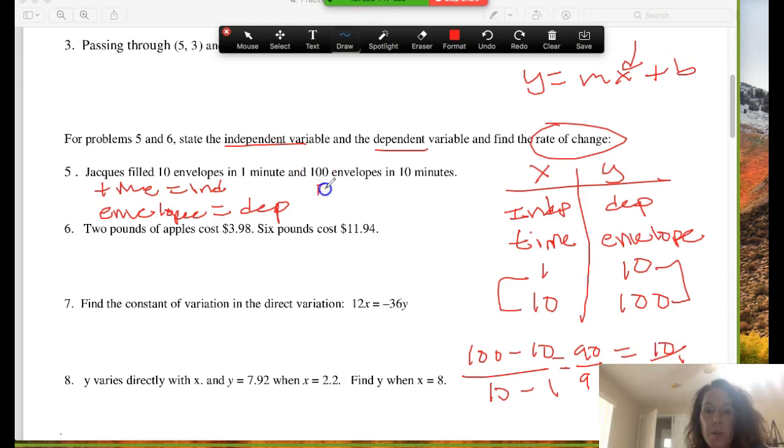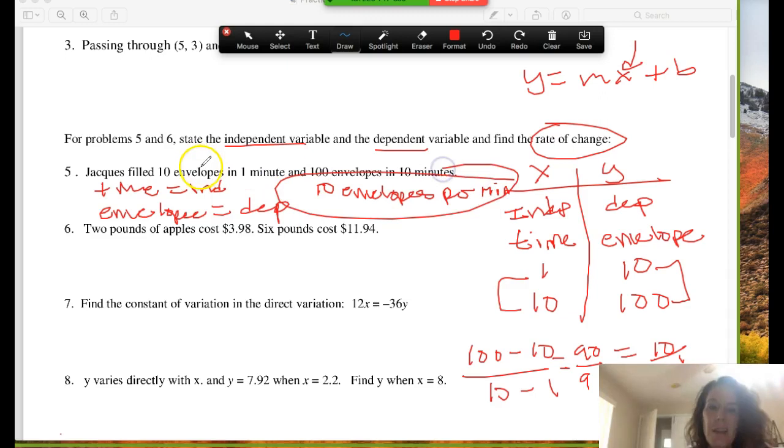So the rate of change will be 10 envelopes per minute. And there you have it. And that was really right there. So let's look at number 2.